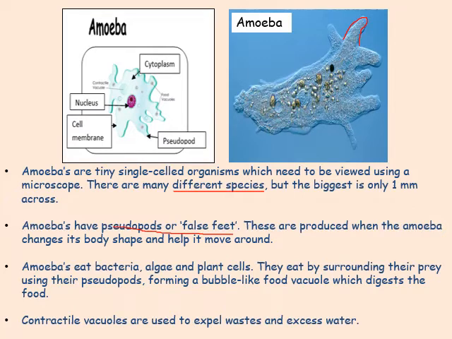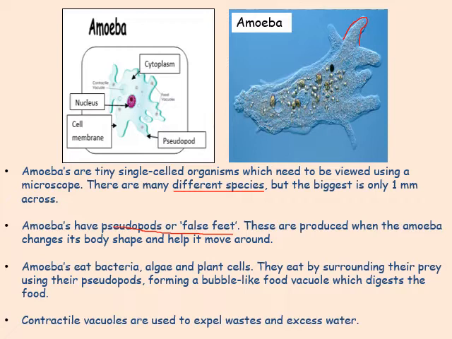Now, amoebas eat bacteria, algae, and plant cells. They eat by surrounding their prey using their pseudopods. So they stretch these pseudopods out and wrap them round their prey, which forms like a bubble. And then they digest the food. They pull it inside themselves and then they break it up and digest it.